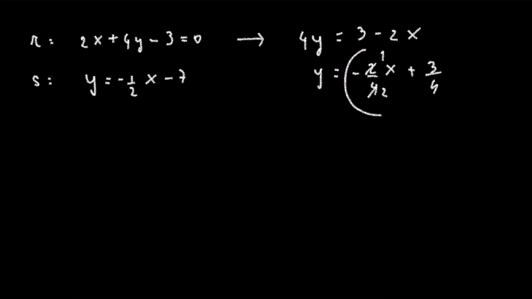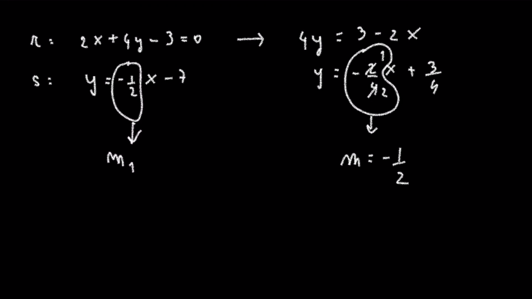We can see that the angular coefficient here is -1/2, which coincides with the angular coefficient of S. So we can see that both lines share the same angular coefficient or slope, m, and therefore they are parallel.